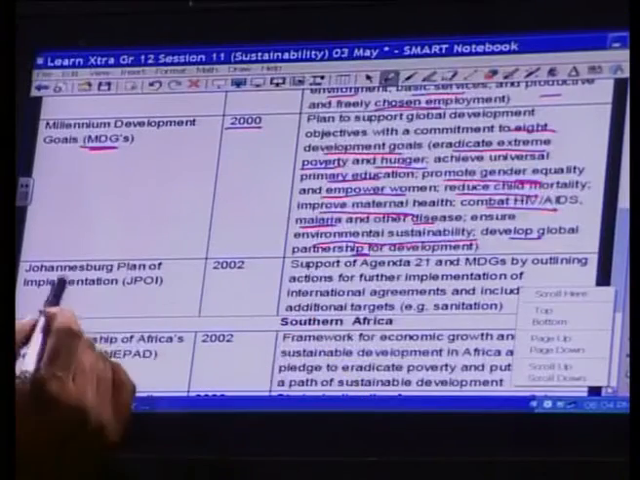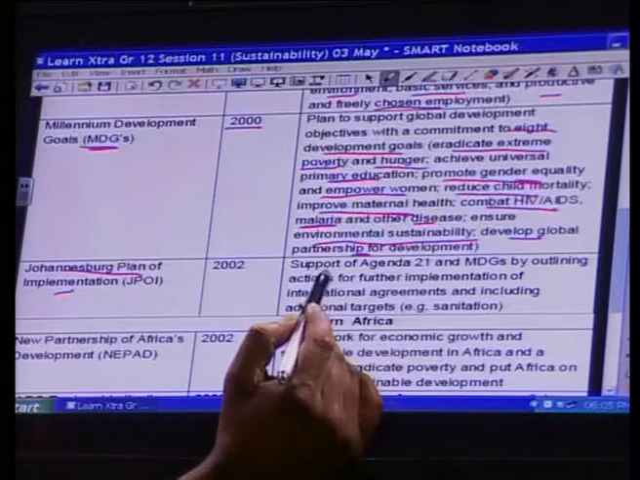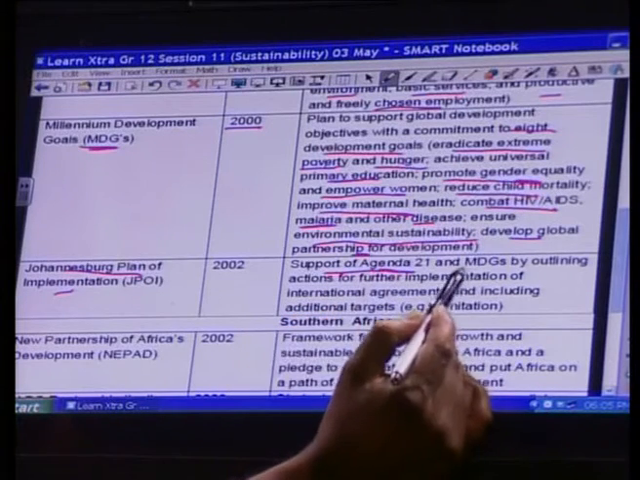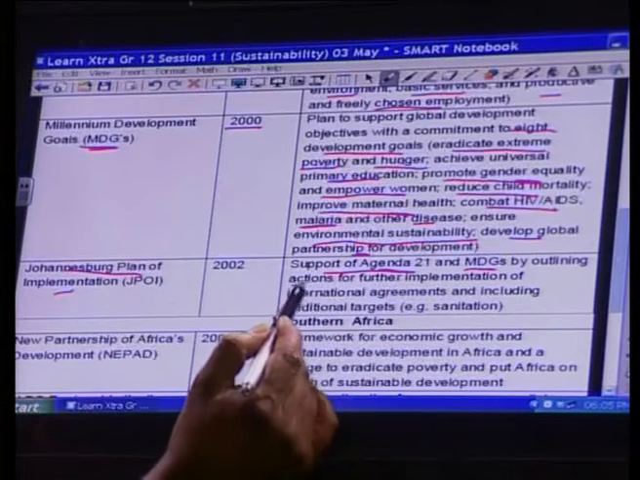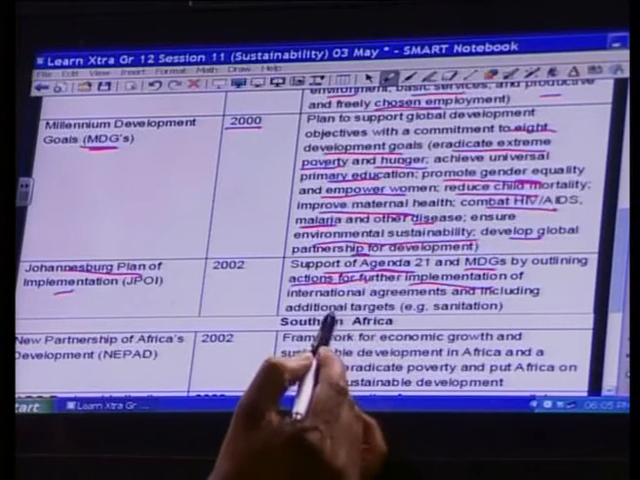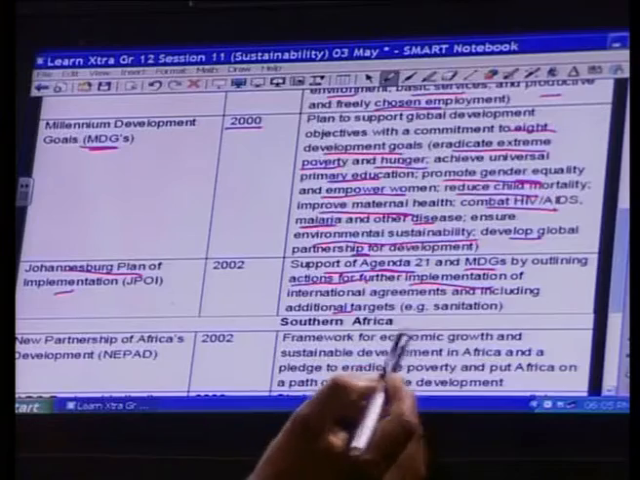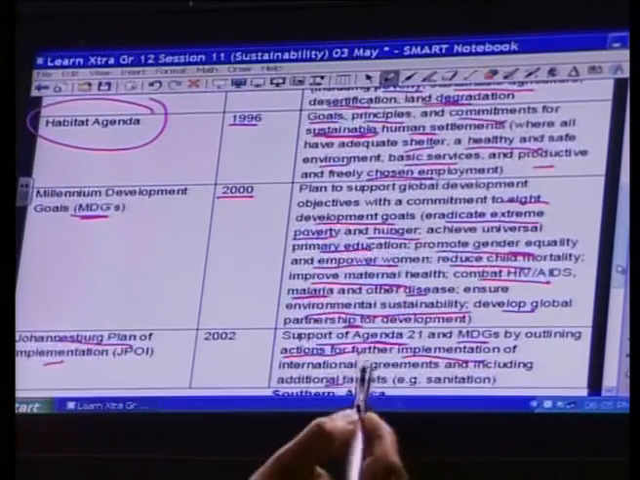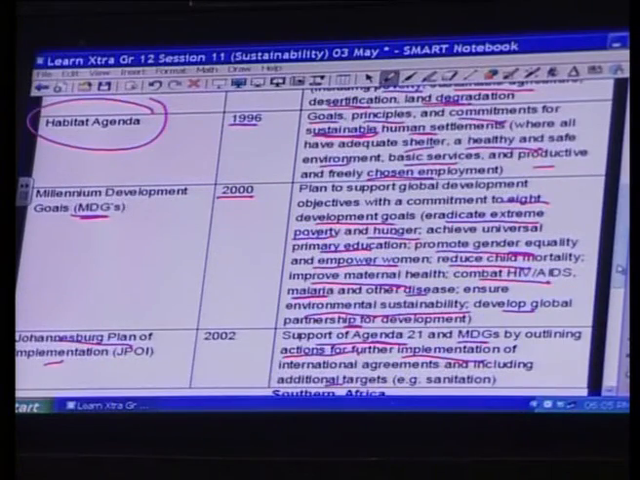So, the strategy of the Johannesburg Plan of Implementation is to support Agenda 21 and MDGs by outlining further implementations of international agreements and including additional targets. Example, sanitation. What we have to understand is that rural development strategies not only take care of rural areas, but also try to integrate development in urban areas. Urban areas also have unique goals from the MDGs that need to be integrated into their development.